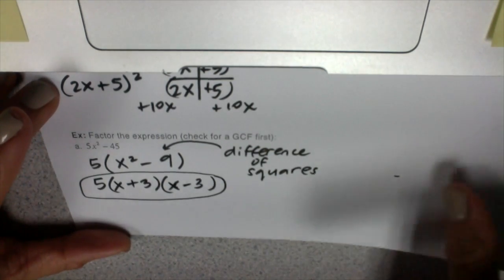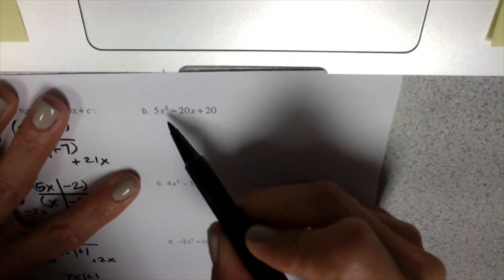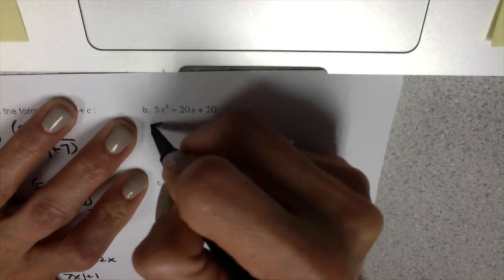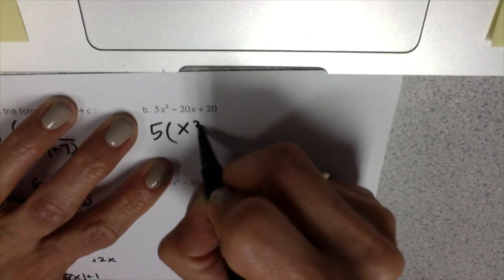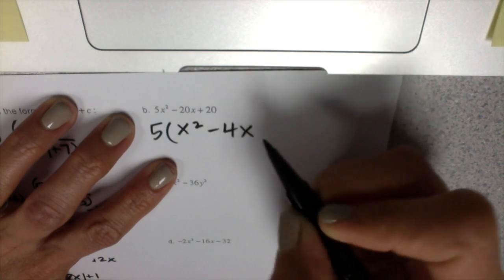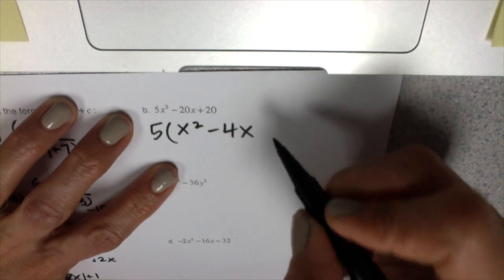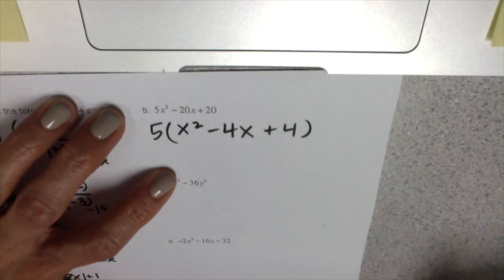Okay, let's do a couple more of those. We have 5x squared minus 20x plus 20. So a 5 gets factored out of every term, and when you factor the 5 out, you're left with x squared minus 4x plus 4.